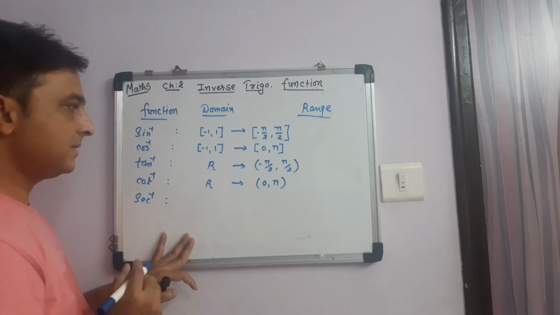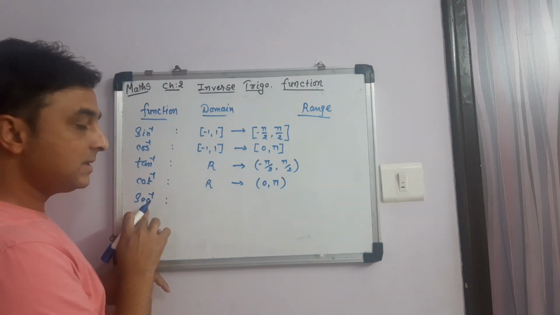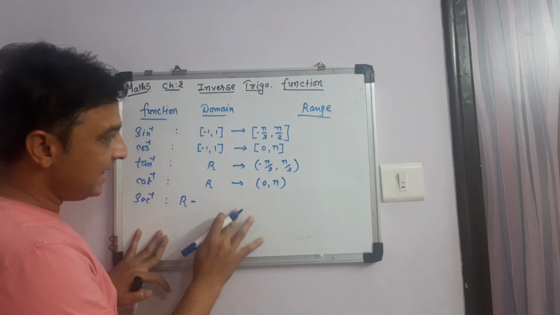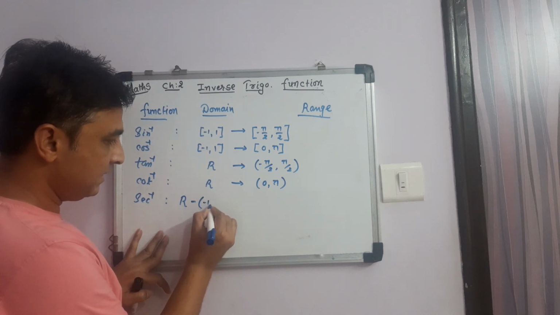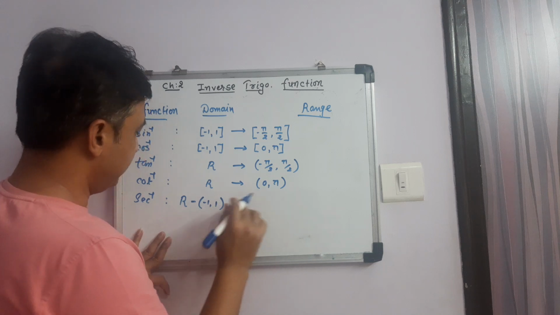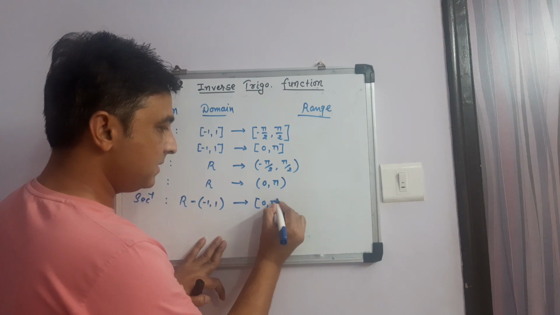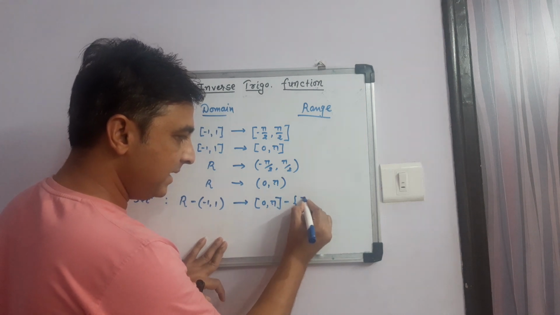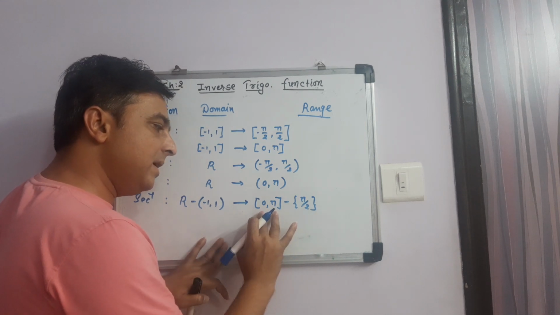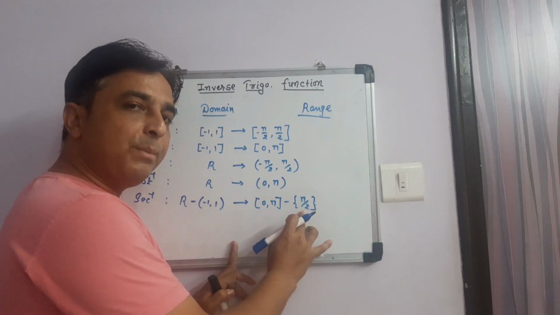Now sec inverse. We know the domain of the sec function is R minus the open interval 1 to 1, and from here its range will be 0 to pi minus pi by 2. So it contains the values from the closed interval 0 to pi other than pi by 2.